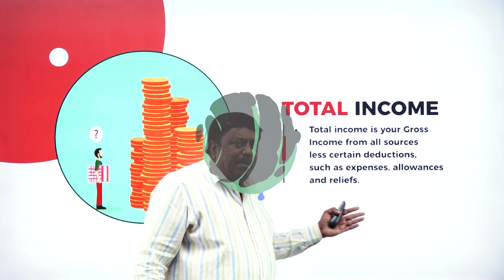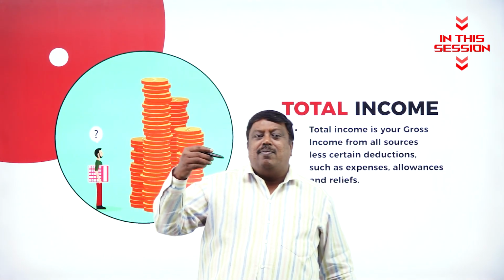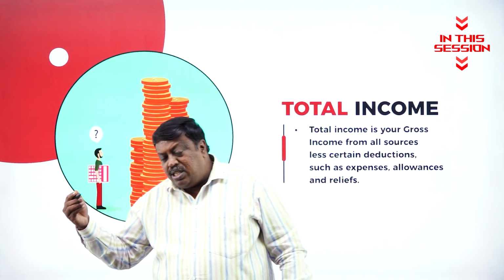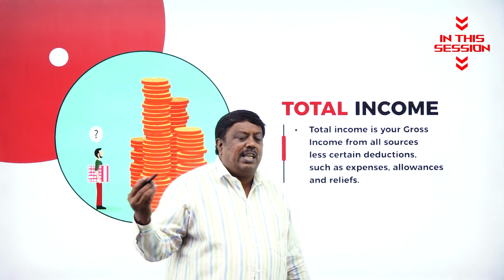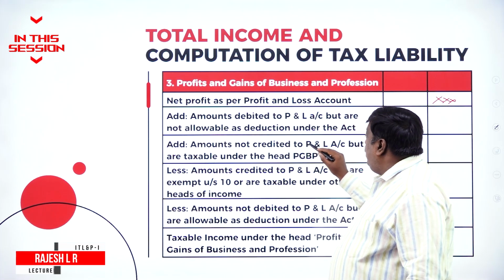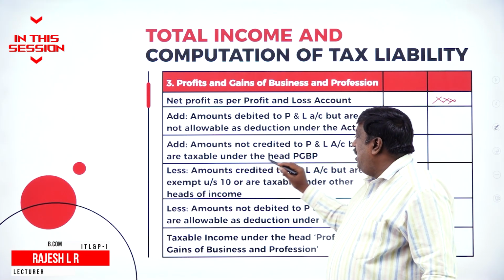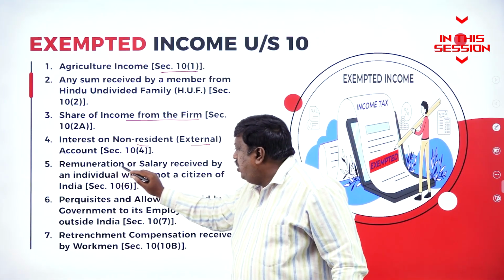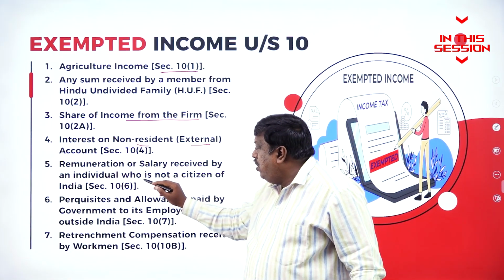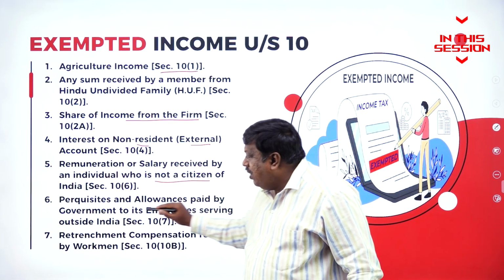Total income is nothing but from the gross total income when we deduct the deductions under section 80C to 80U, the remaining concept is called total income. Amounts not credited to P&L account but are taxable under the head profits or gains from business or profession. Remuneration or salary received by an individual who is not a citizen of India.